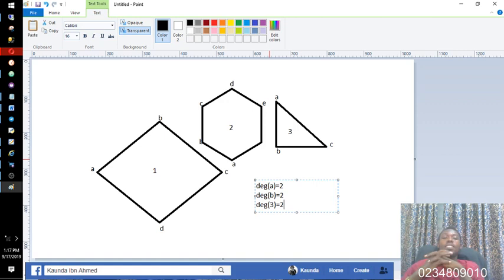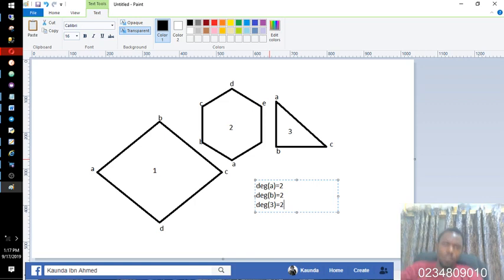A special type of graph called a cycle. That's all the degrees are 2. It's just 2, 2, 2, 2. A special type of graph called a cycle. So that is it for a cycle.